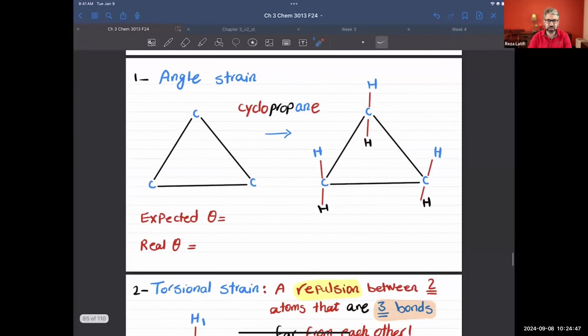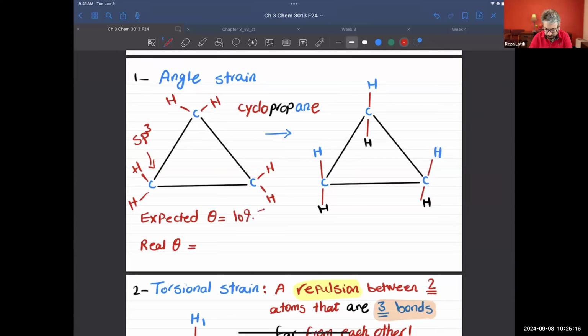Okay. And what's the angle strain? Say you have a molecule like cyclopropane. It's a completely cyclic molecule made of 3 carbons, and the carbons do not have an octet. In order to make them octet, we're going to add 2 hydrogens to each carbon, and each carbon is going to have sp3 hybridization. That means the expected bond angle is supposed to be 109.5 degrees. But in reality, the bond angle, that theta, is 60 degrees. So the real theta is way far from what it's supposed to be.